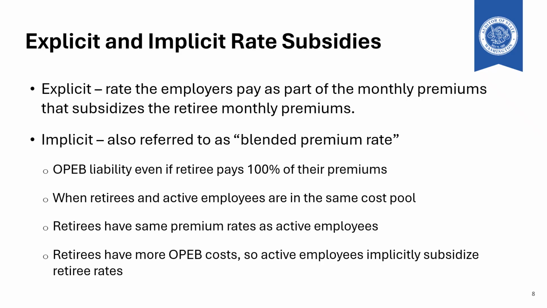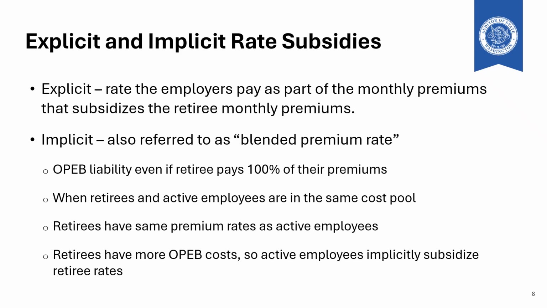With an implicit subsidy, the retirees and active employees are included in the same cost pool. That basically means retirees pay the same premium rates as the active employees, but retirees tend to have higher costs than active employees. For example, with healthcare OPEB, retirees typically need more healthcare and cost more money.